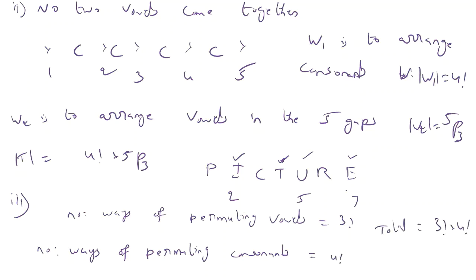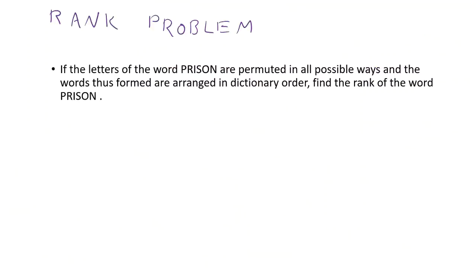So we have to permute vowels and we have to permute consonants. We have to permute vowels among the positions of vowels, and then we have to permute the consonants among the consonant positions. So this is all about this problem.